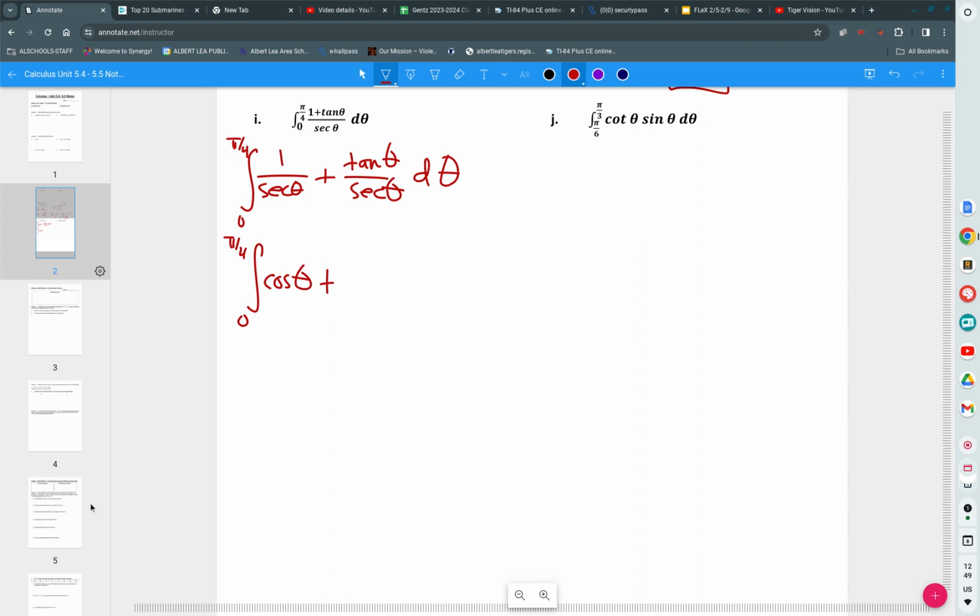How do you do that? Good. Sine over cosine. Divided by 1 over cosine. Cosines cancel, leaving you with? Sine. Well, that's pretty nice, isn't it?